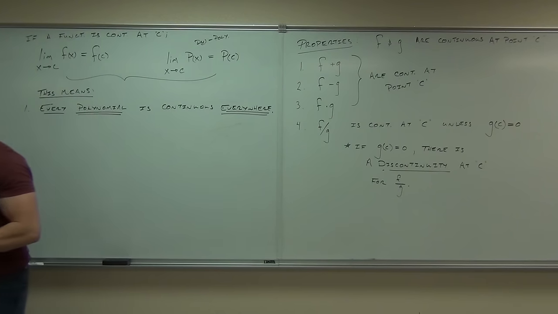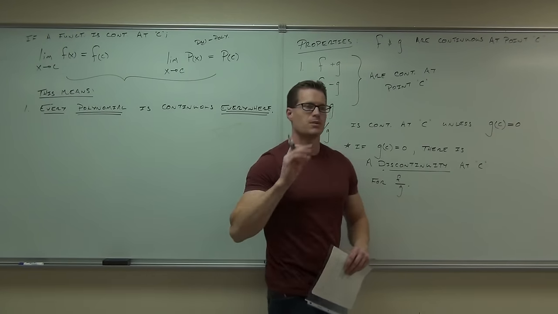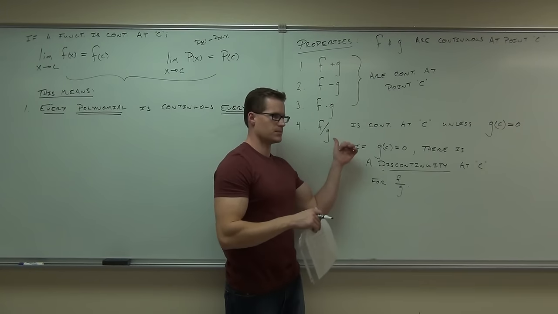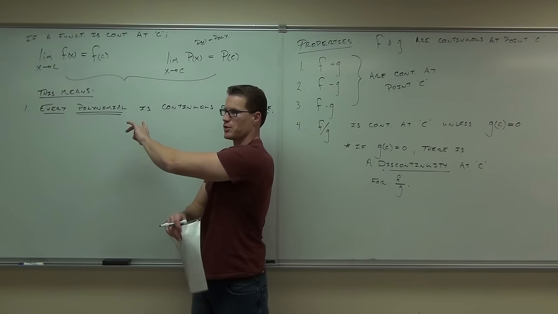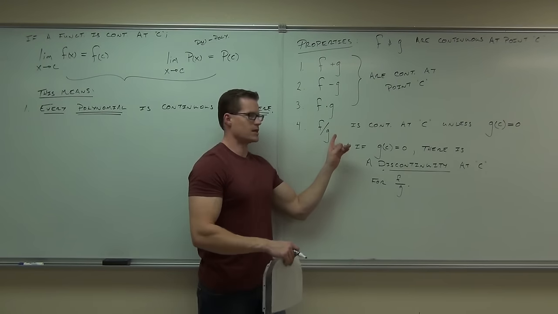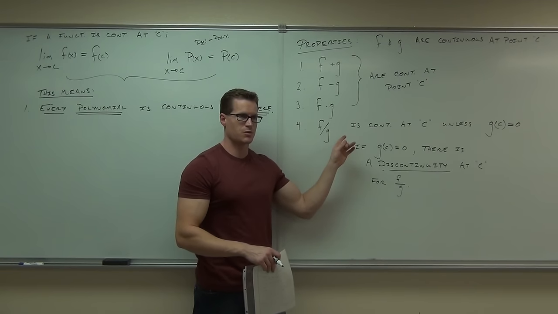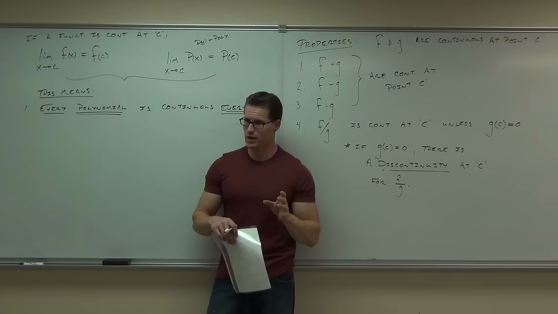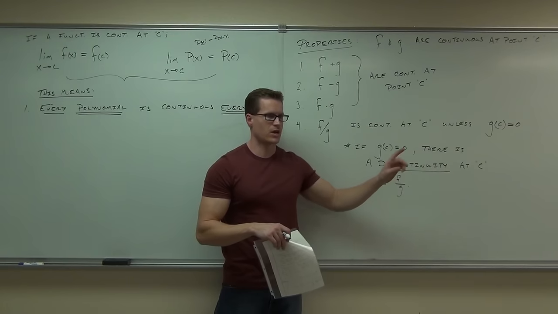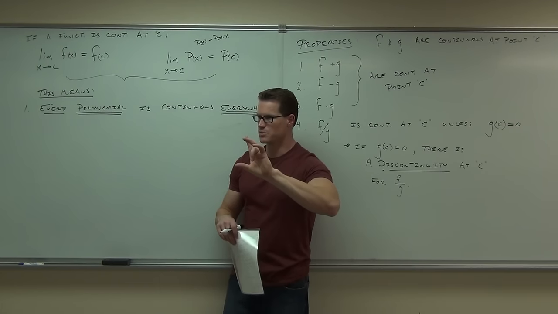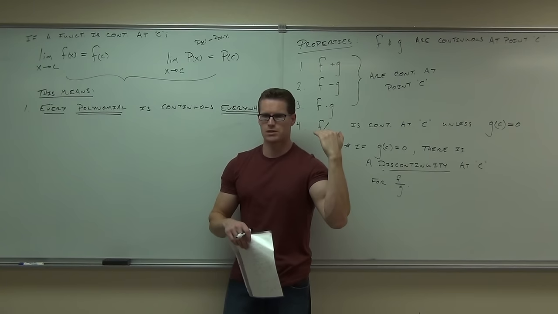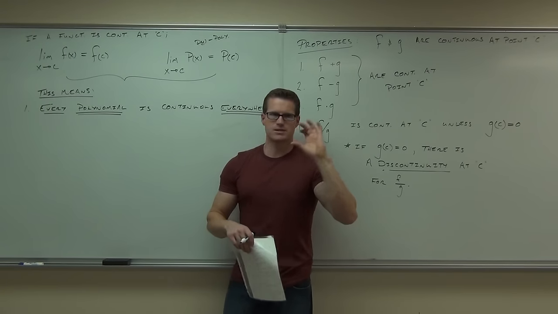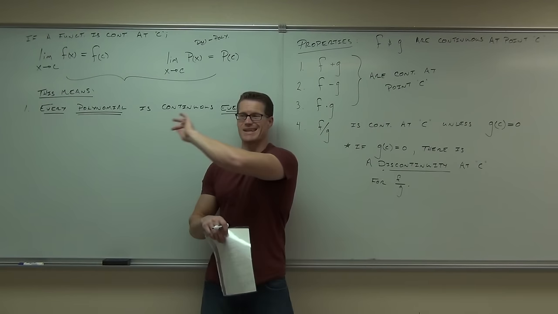Very cool. Big statement. Every polynomial is continuous everywhere. If we combine this idea with this idea, check it out. Combine this idea, every polynomial is continuous, with this idea of this is always going to be continuous provided that g is not zero. What that means is that every rational function will be continuous everywhere except where the denominator is equal to zero, because a rational function is a polynomial over polynomial. Do you buy into that? So it says polynomials are always continuous. Rational functions are always continuous unless the denominator equals zero. That's what these two statements say together.